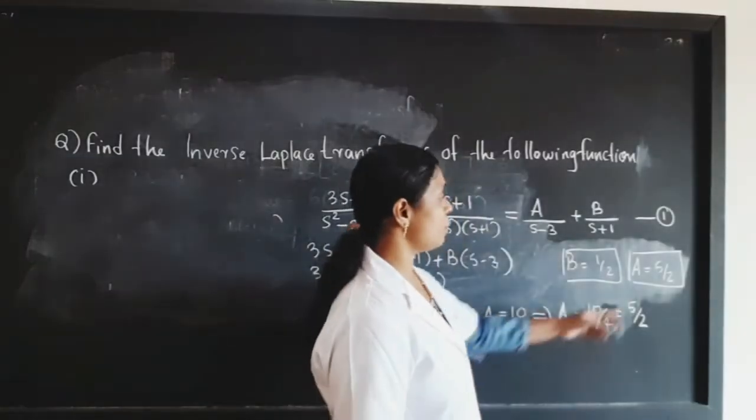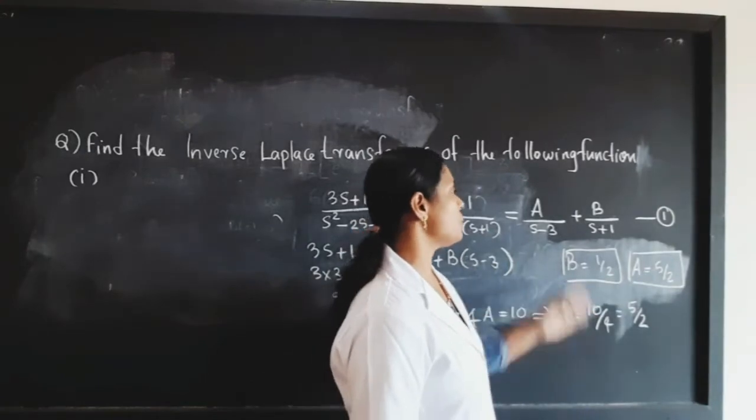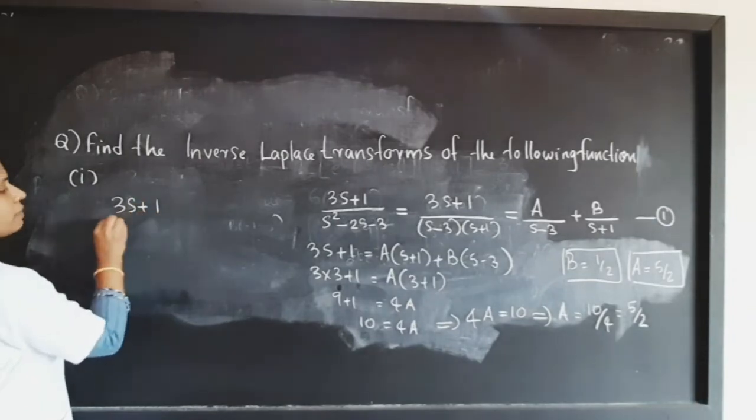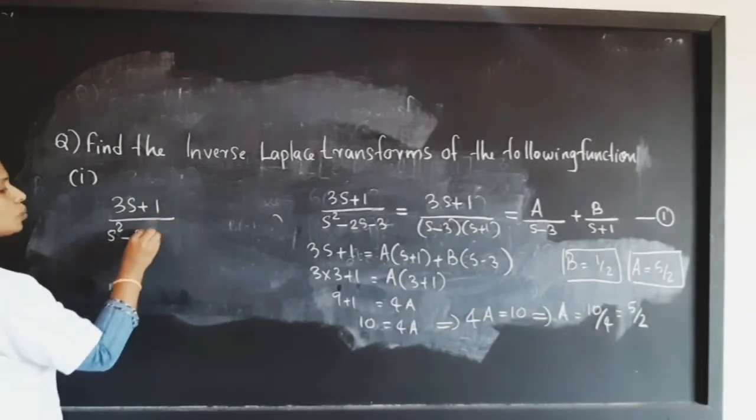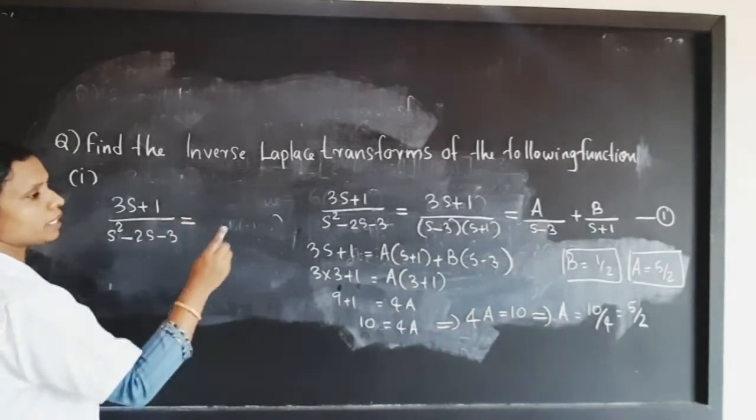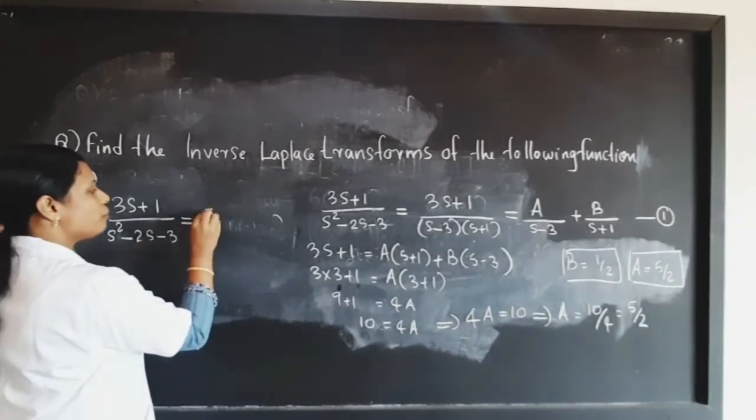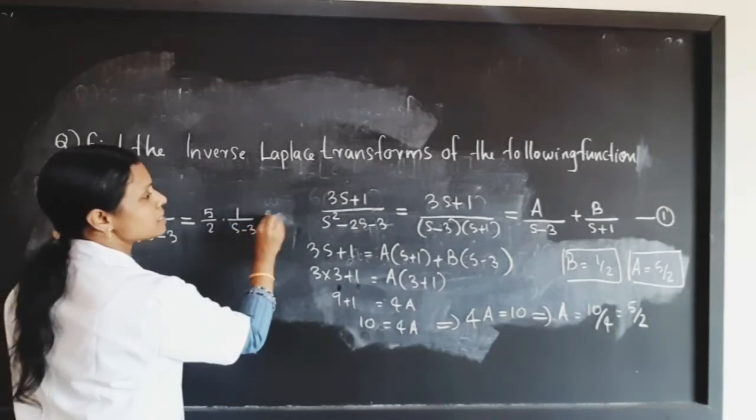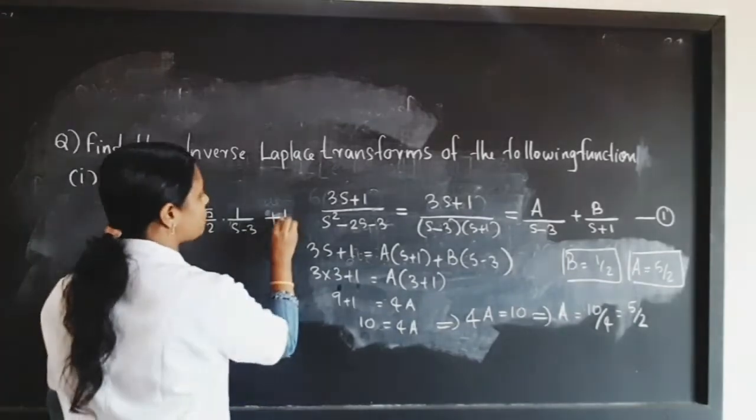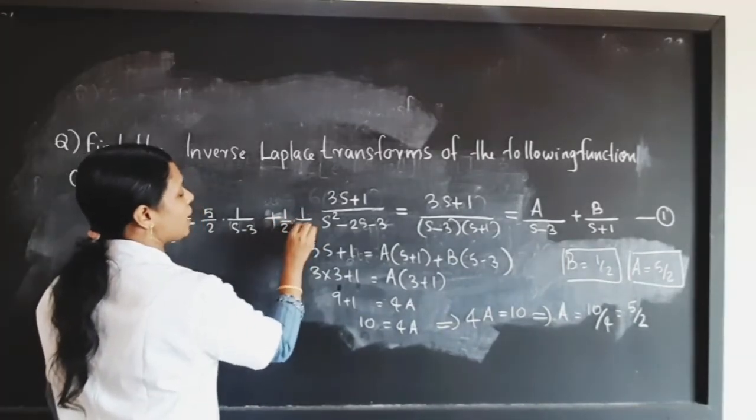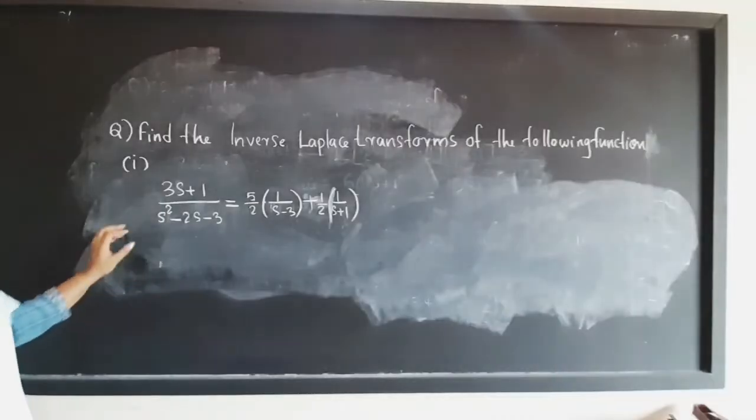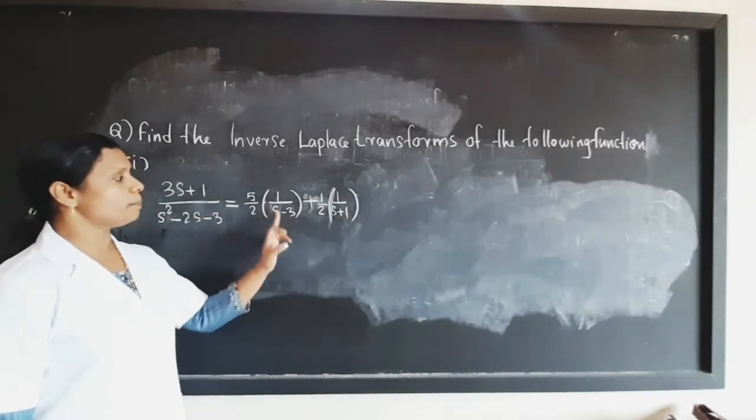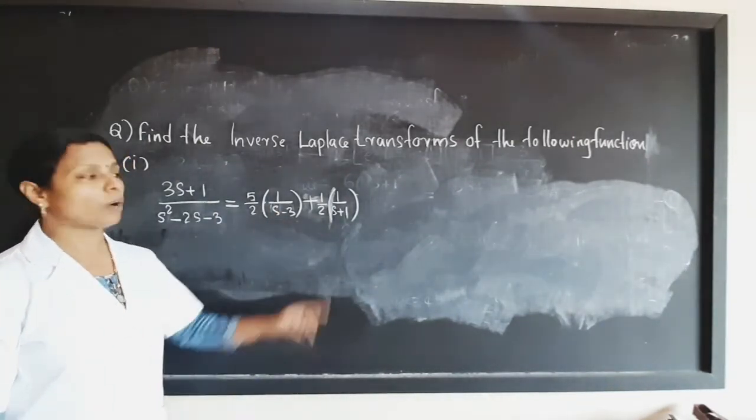We substitute the value a is equal to 5 by 2 and b is equal to 1 by 2 in equation 1. We get 3s plus 1 divided by s square minus 2s minus 3 is equal to, here a is 5 by 2, so 5 by 2 into 1 by (s minus 3), plus here b is 1 by 2, so 1 by 2 into 1 by (s plus 1).